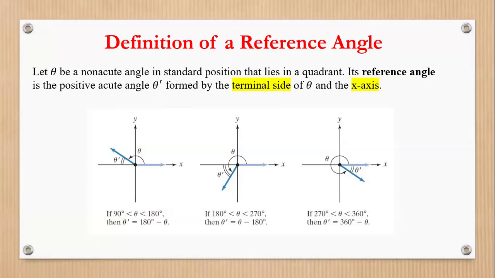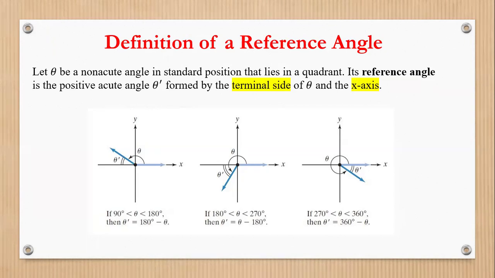In this video, we want to learn about the reference angle. What's the reference angle? A reference angle is an acute angle, which means an angle between 0 and 90 degrees, which is positive, and it's always between the terminal side of your angle and the x-axis.